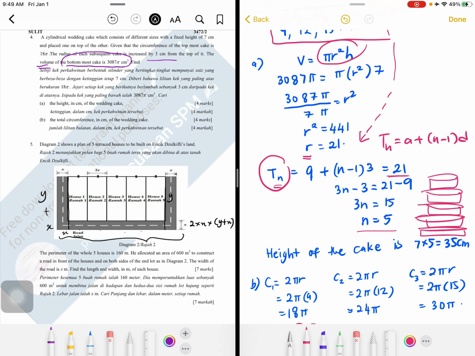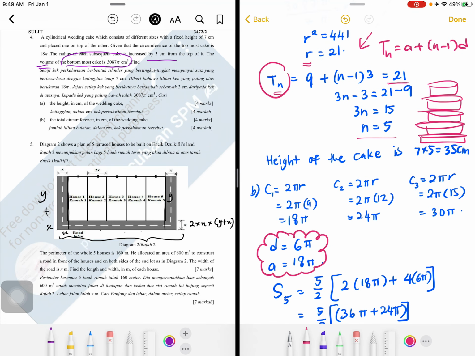Okay. Paling bawah ni, kek orang kaya ni 5 tingkat. Satu tingkat pun dah 200. Bayangkan kalau kali 5 kan. The bigger, semakin mahal lah.